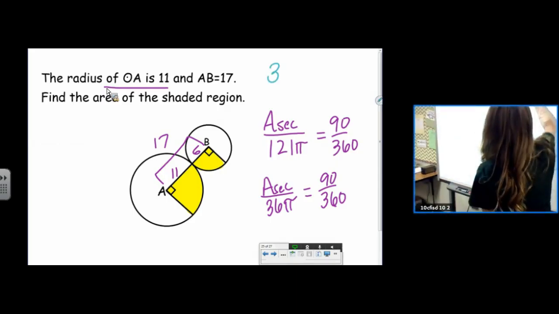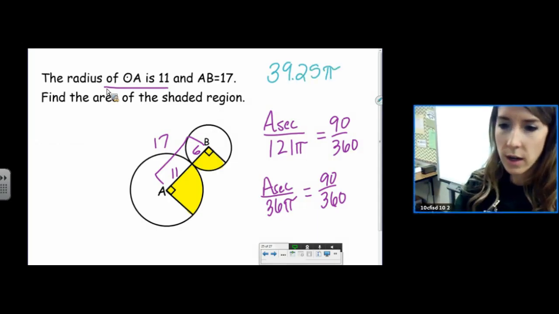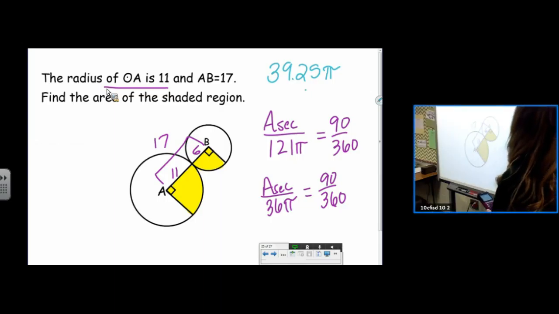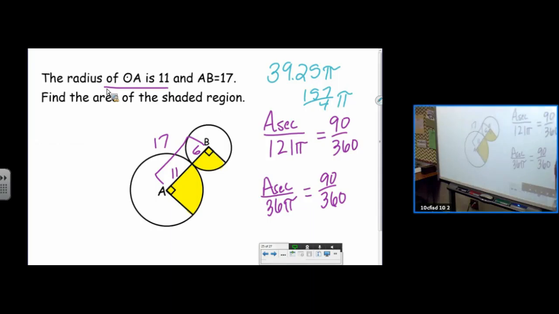You will get 39.25 pi, or 157/4 pi. You just cross multiply and then you add them together.